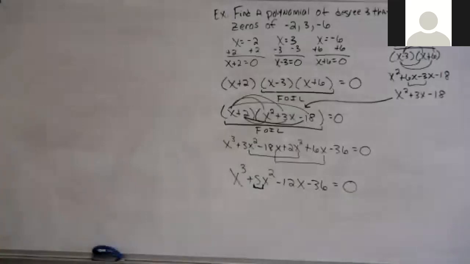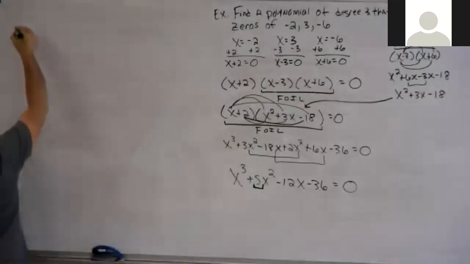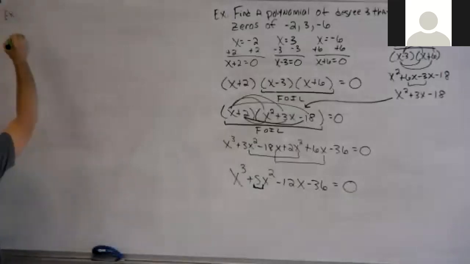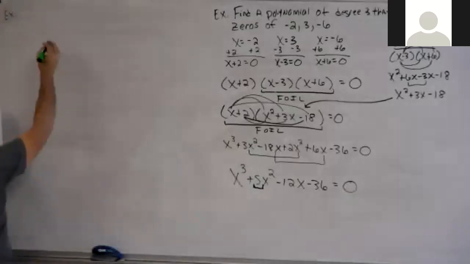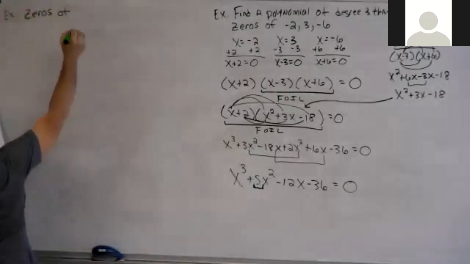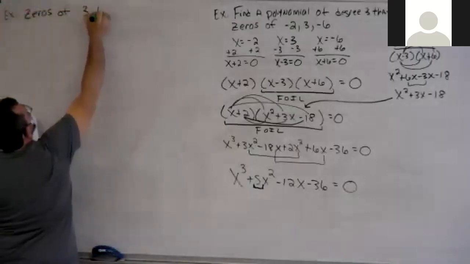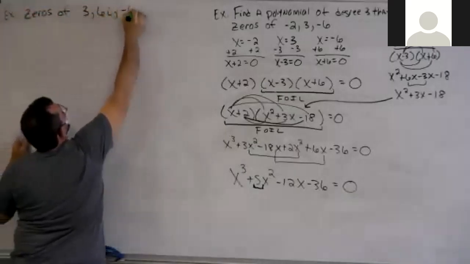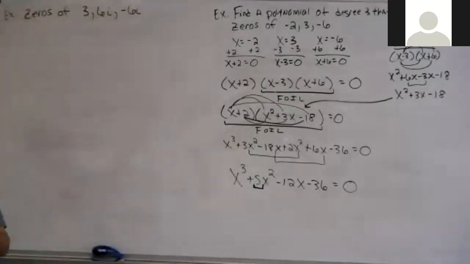All right, here we go. Find a polynomial. And then some of these, they don't tell you what degree you're going to end up with. They just say like find a polynomial of lowest degree or something like that. But I'll tell you, the degree is always going to equal how many zeros you got, okay? So same thing, zeros of 3, 6i, and a -6i.